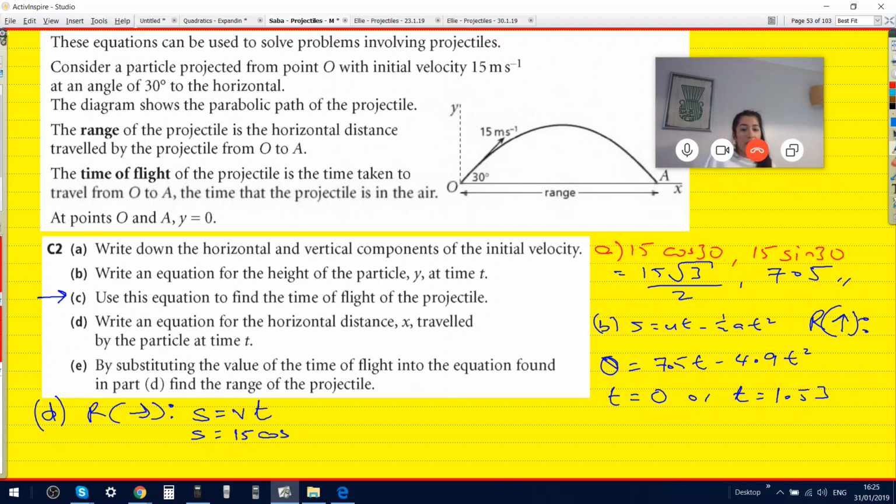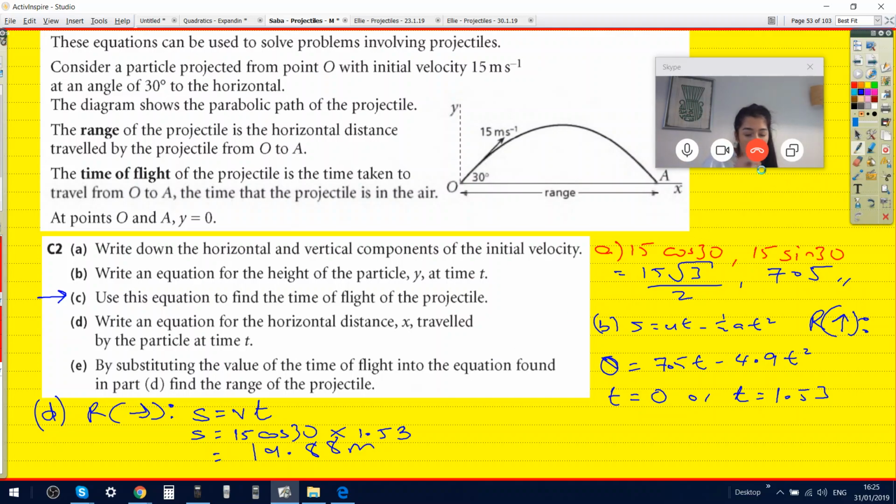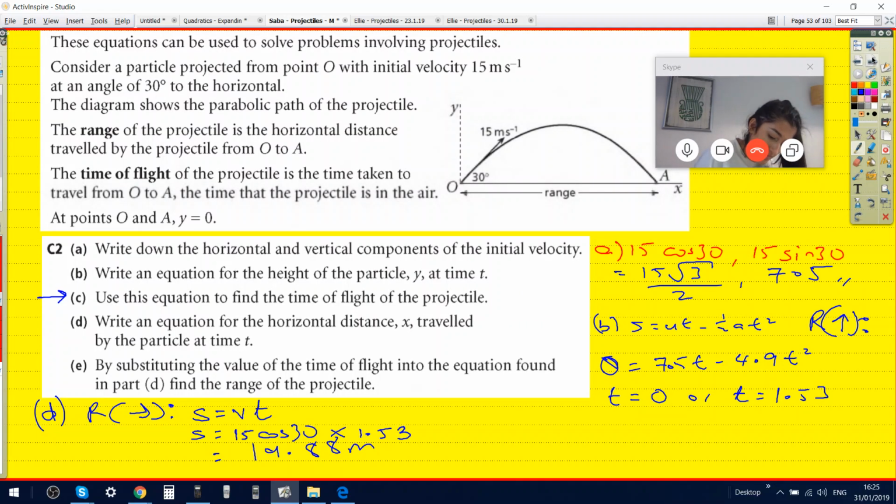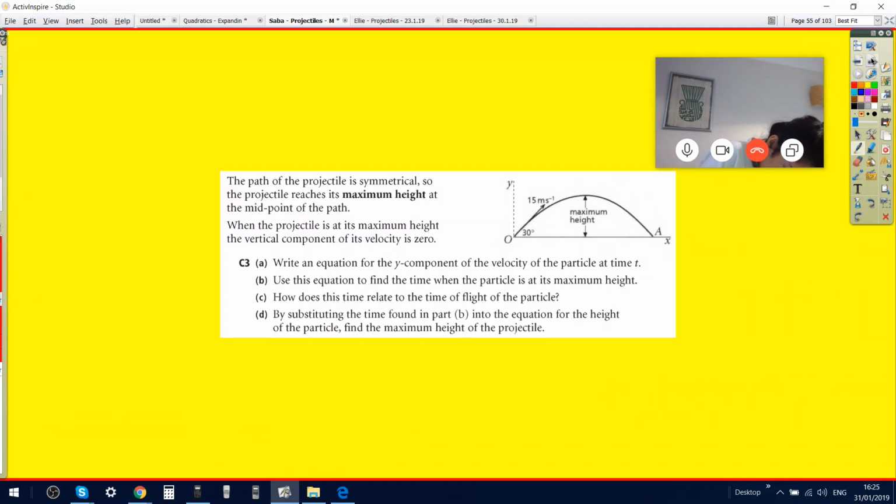And then by substituting the value of time of flight into the equation found in part D, find the range of the projectile. So, 19.88, so 19.9. I don't know how to round it. 19.9. There you go. Any questions there? No. So I think you've got the main stuff there.